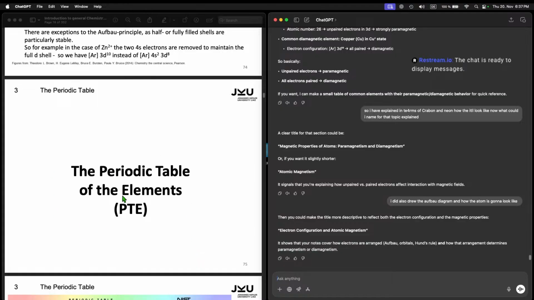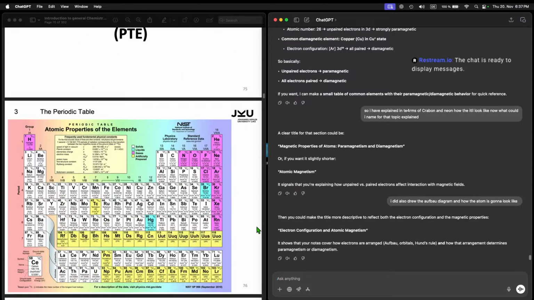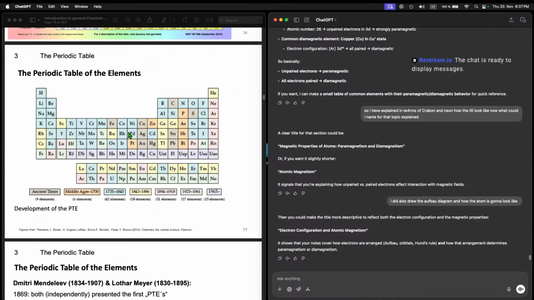We're continuing with the periodic table. Now, what is a periodic table? I don't know. It's a table. It's a lot of stuff going on. Periodic table of elements, ancient times.